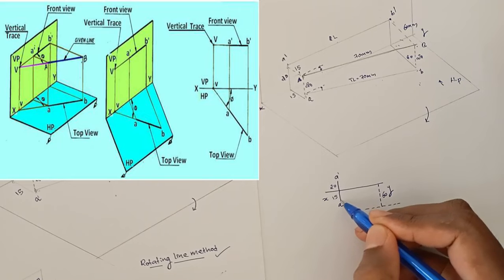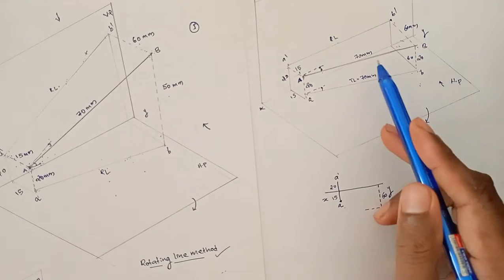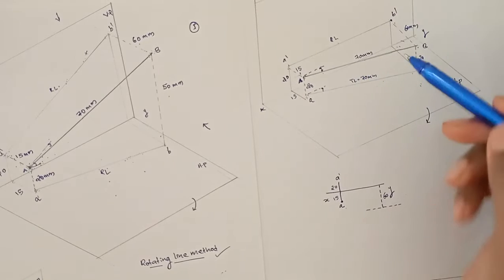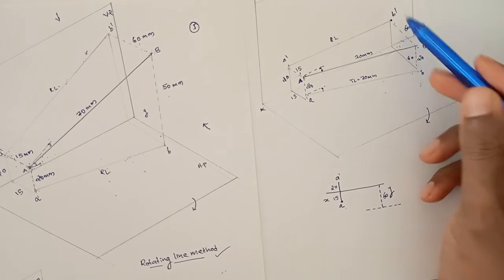We know the length of the line. What is the length of the line? This top view will be the true length. The length of the line is 70 mm. The line is parallel to HP, so the top view will be the true length.